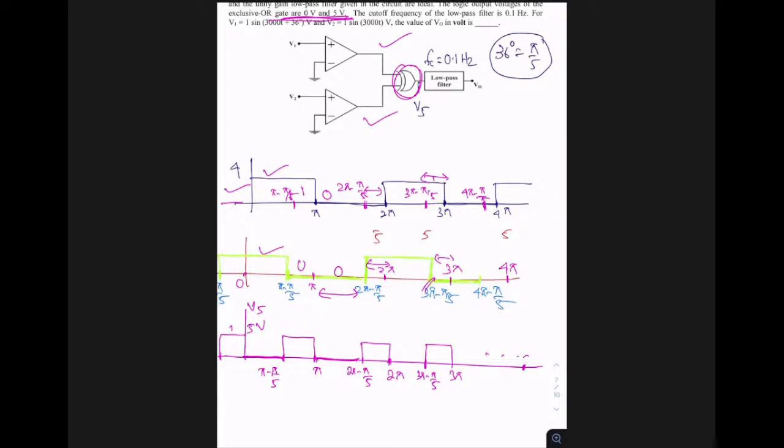Yes, output of a duty cycle. Then we have to apply Fourier series. Yes, only the DC component. How do you decide only DC will be passed?